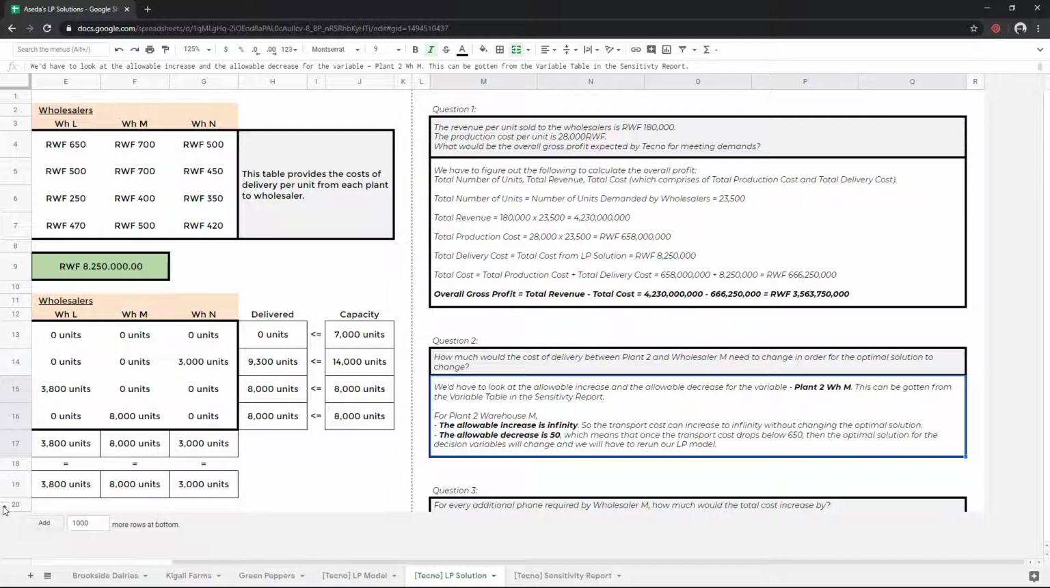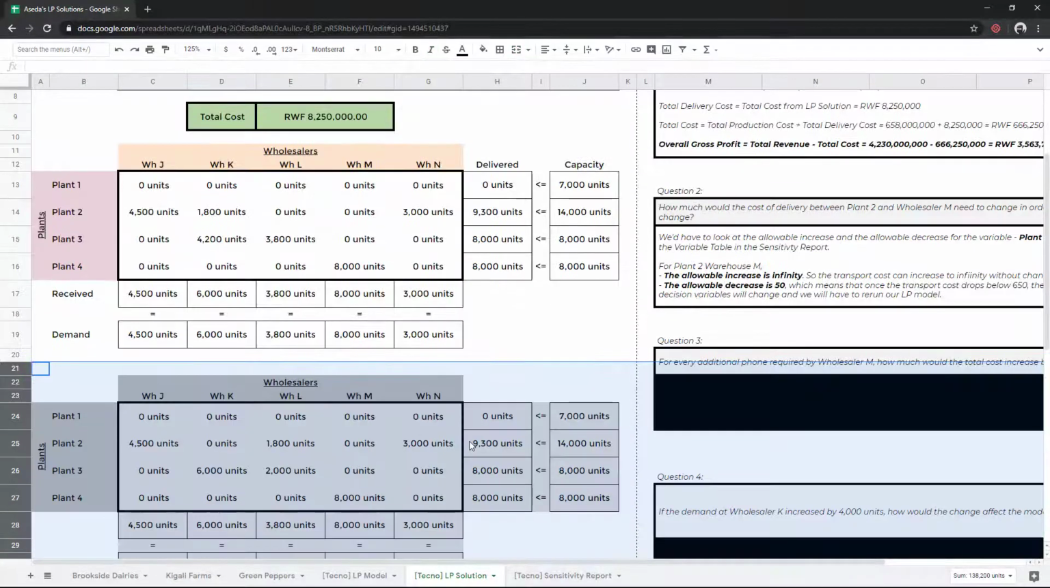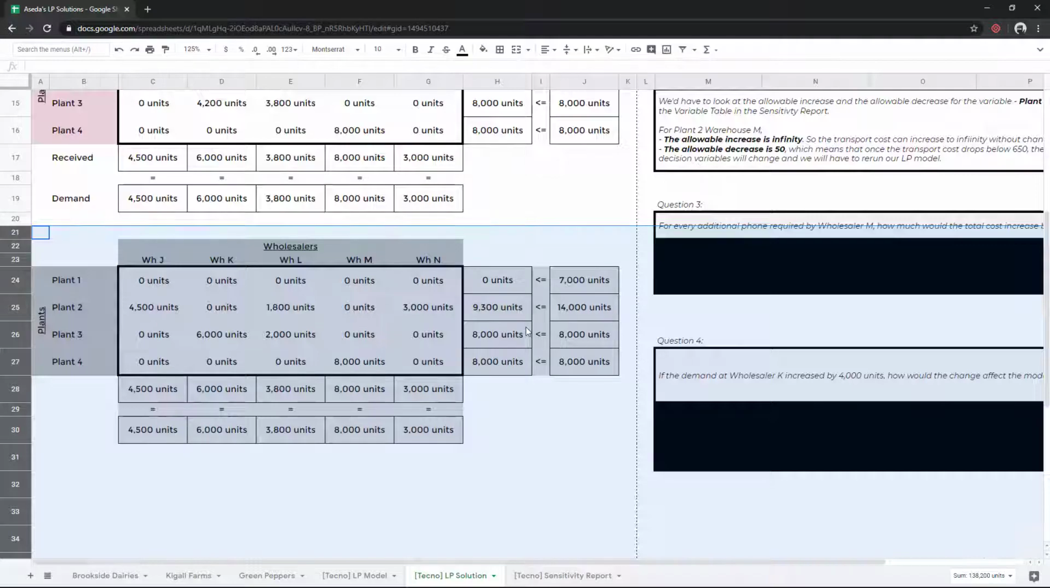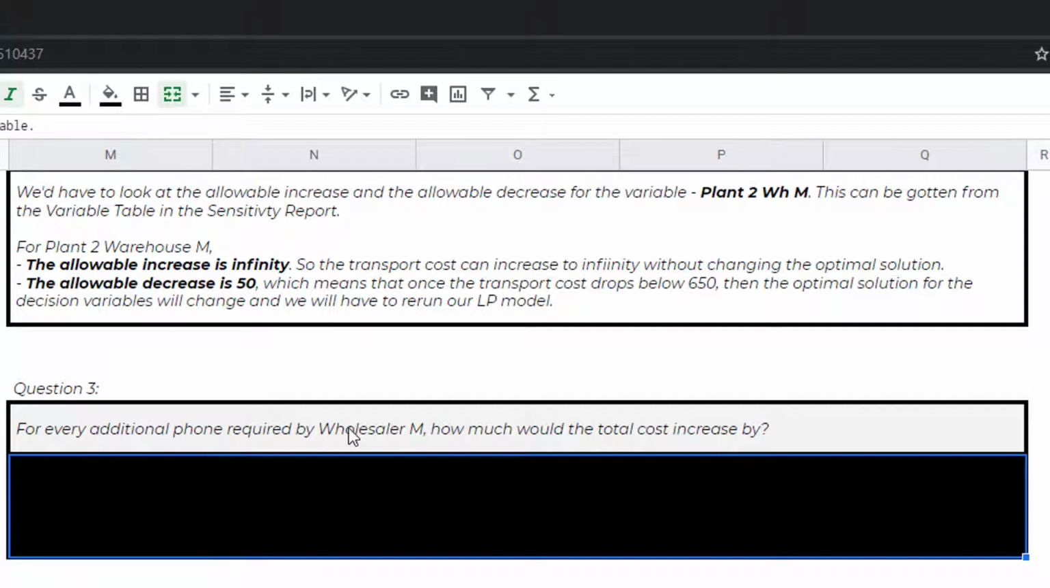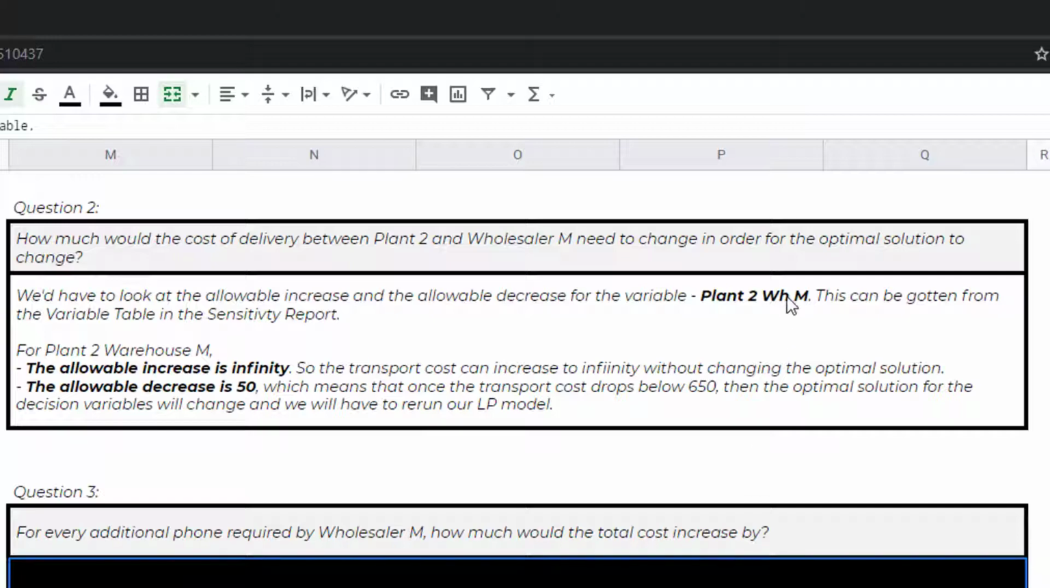Now let's quickly move on to question 3. Now question 3, I want you to forget about this. I'll come to that later. Now, what question 3 is asking is, for every additional phone required by wholesaler M, how much should the total cost increase by? So in this case, we're not looking at plant 2 to wholesaler M. We're just looking at wholesaler M.